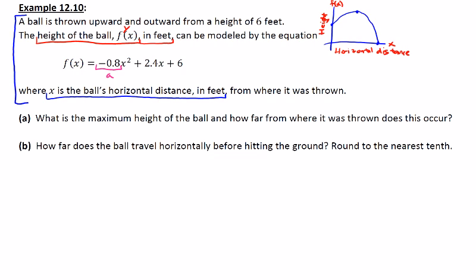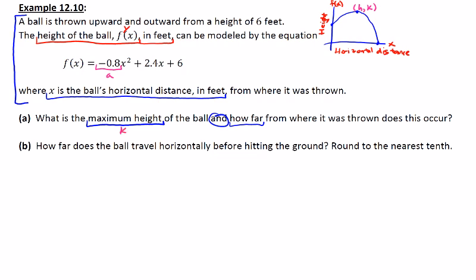Part A, here's the question. What is the maximum height of the ball? And how far from where it was thrown does this occur? There's only one place in this picture where we have a maximum, and that's going to be at your vertex, located at h, k. Now we know that the height of the ball is represented by the y value. So when it says maximum height, it's referring to the value of k.